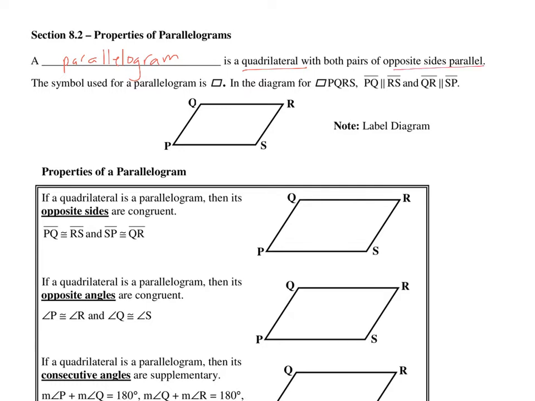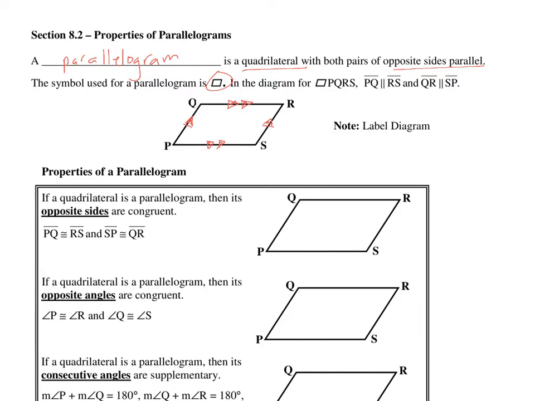All right, so that's what we have below here. These opposite sides are parallel. So I'm using arrowheads to indicate that they're parallel. Double arrowheads here to indicate that these are parallel. Now the symbol for a parallelogram is a little mini parallelogram.